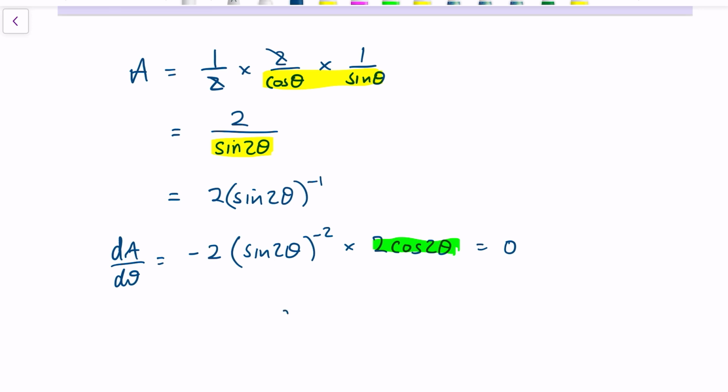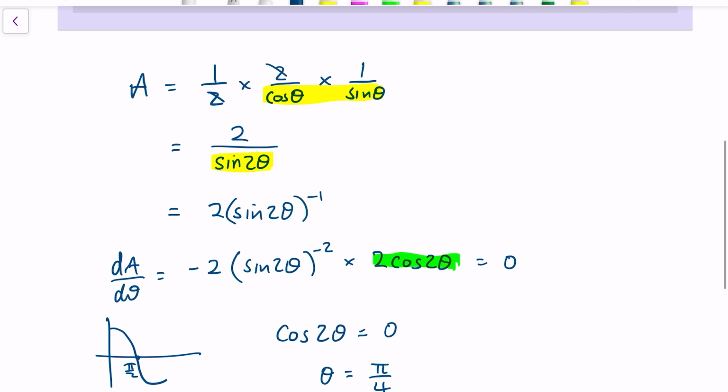So we can go cosine 2 theta equals 0. Cosine of pi over 2 is equal to 0. Think about what a cosine graph looks like. That's pi over 2. Therefore, 2 theta equals pi over 2. Theta must equal pi over 4, which is actually the only possibility because, or is it? Is it the only possibility?